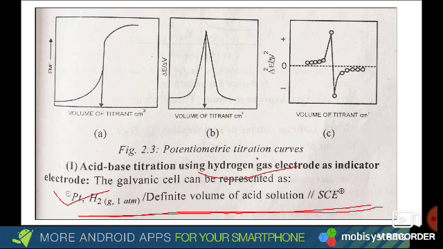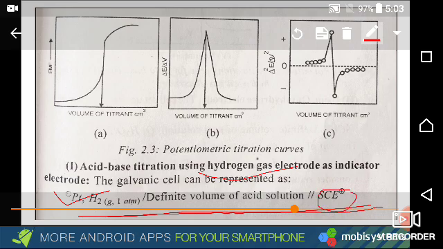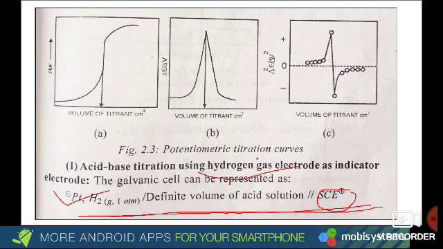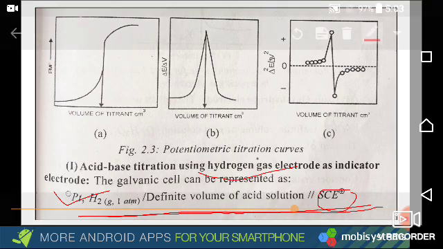Whenever you want to set up a cell, that cell is made up of two parts. The half cell of the negative part is the negative electrode, and the half cell of the positive part is the positive electrode, anode and cathode. So platinum minus here, and H2 and the definite volume of acid, this is one half of the cell, and SCE, that is your saturated calomel electrode, indicates the positive part. So here is the setup of your acid base titration cell using a hydrogen gas electrode.